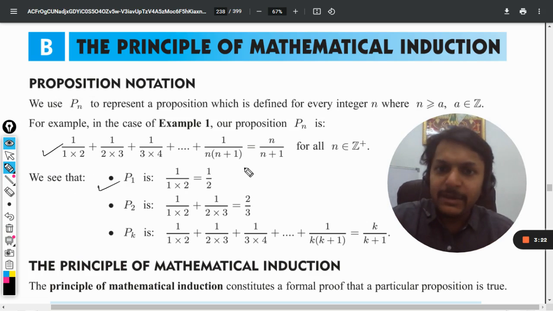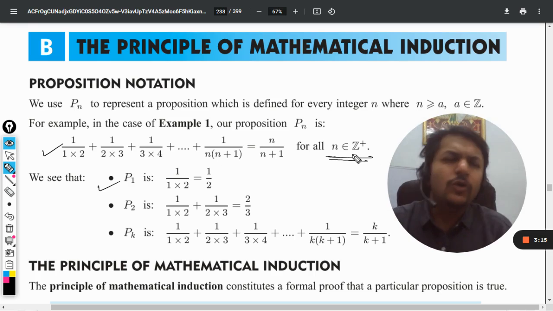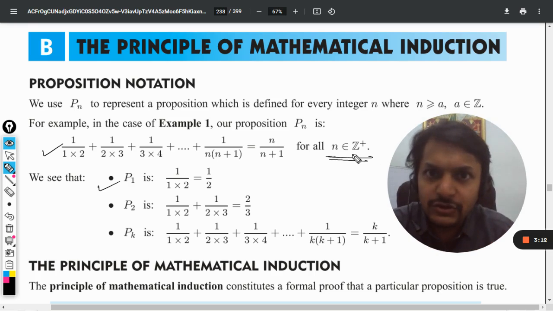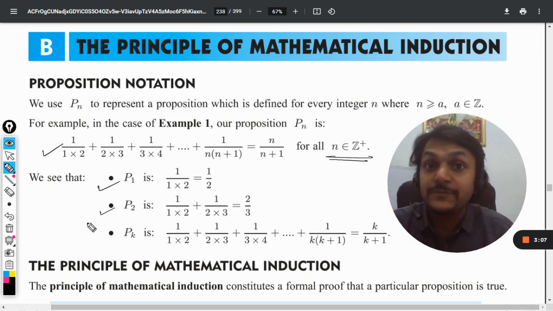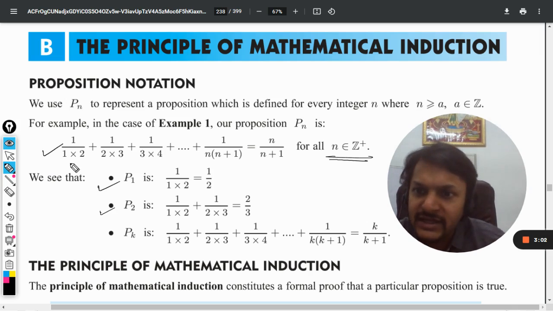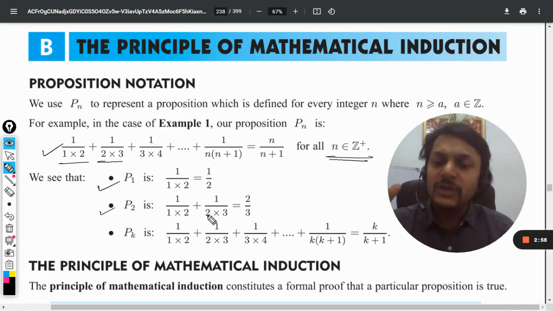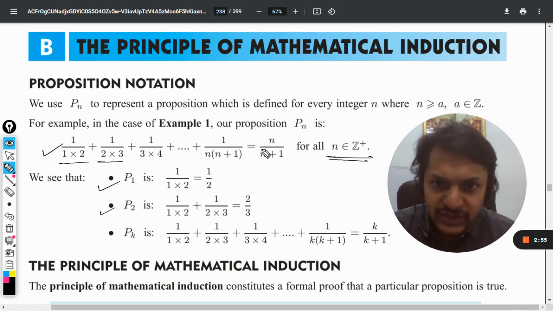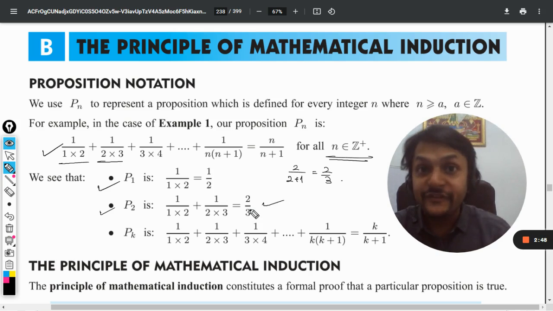But the claimant is saying that this proposition is correct for all the positive integers. And now you say, okay, let us try for n is equal to 2. You tried it for n is equal to 2, and surprisingly, you found it to be absolutely correct. How? If n is equal to 2, there will be two terms here. So it will be 1 divided by 1 into 2 plus 1 by 2 into 3. And on the right side, you would be getting 2 divided by 2 plus 1, that is 2 by 3. And when you solve this, you actually find it to be true.